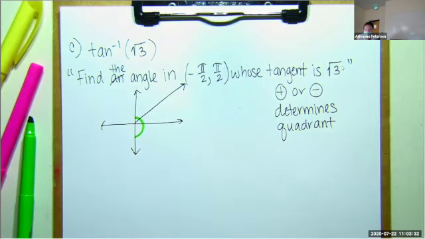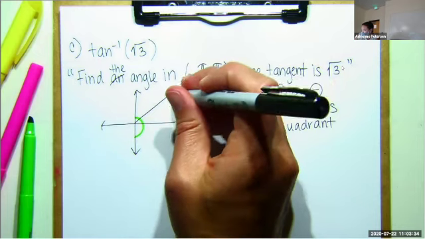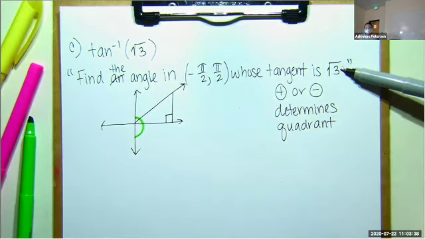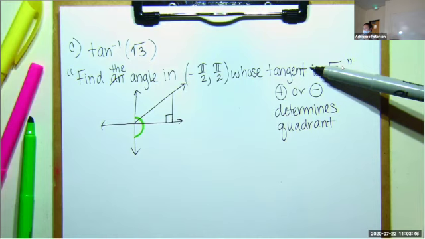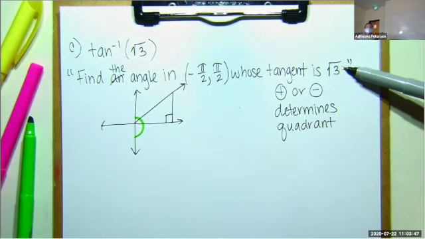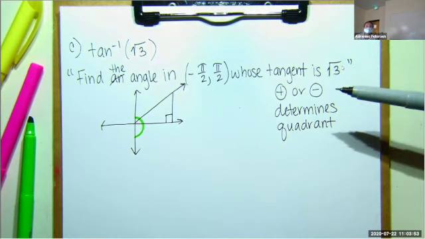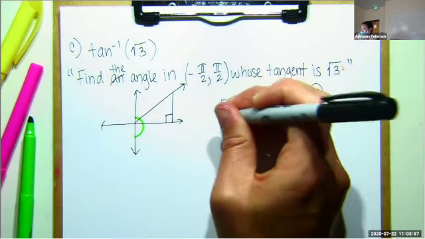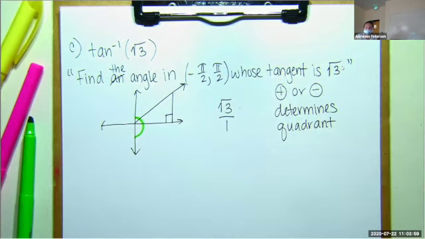Okay, now we're doing the problems from the last chapter in reverse. So we form our triangle. Now we know that tangent is root 3. Now the trick here is to remember these sine, cosine, and tangent, usually we see them as fractions, right? Tangent is opposite over adjacent. So the trick here is to make sure we write this as a ratio, as a fraction. So instead of just root 3, I'm going to write this as root 3 over 1.